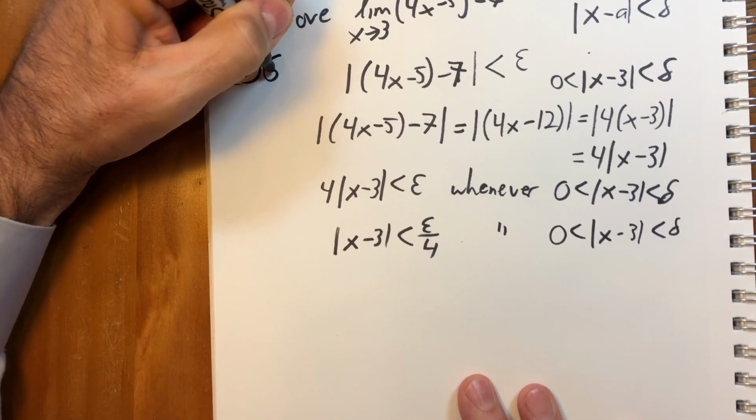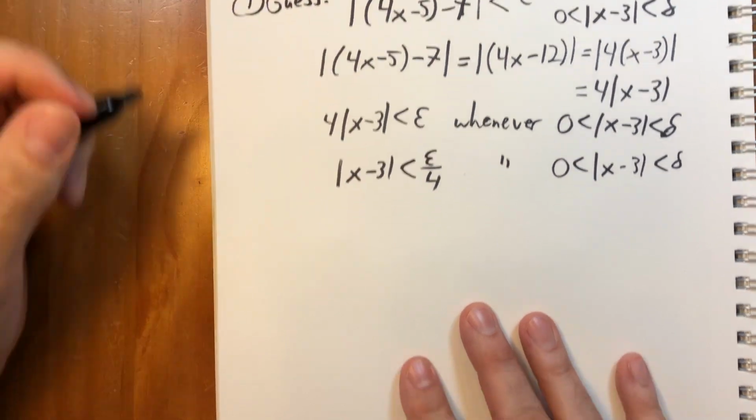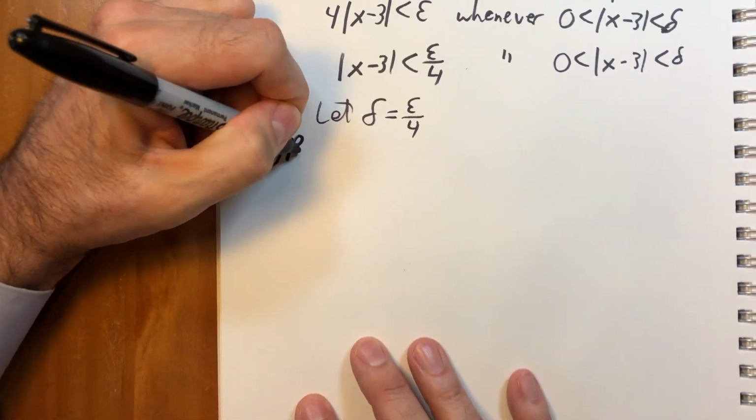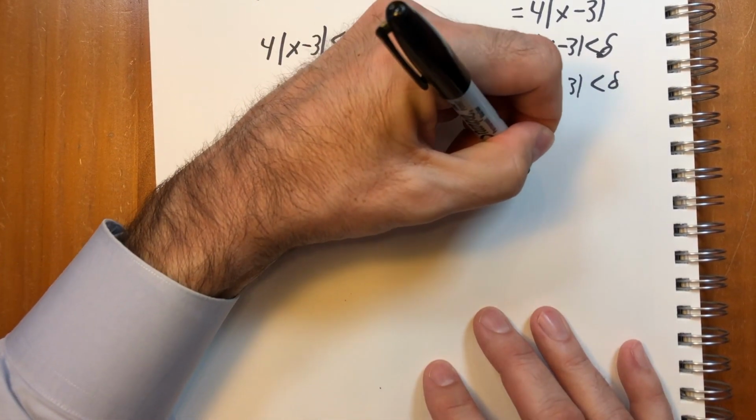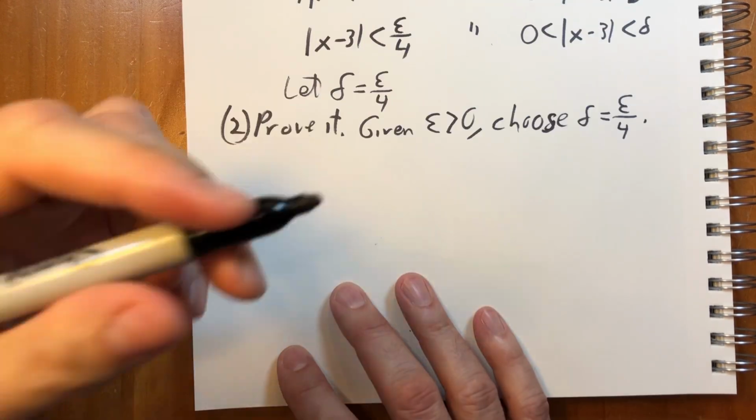Okay, but now we have to prove it. So this was just our guess. So now we have to prove it. So given epsilon greater than 0, we choose delta equals epsilon over 4.